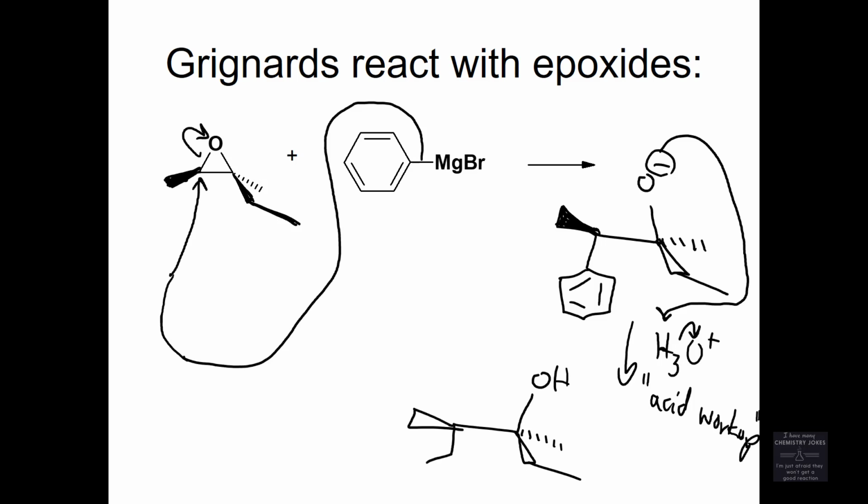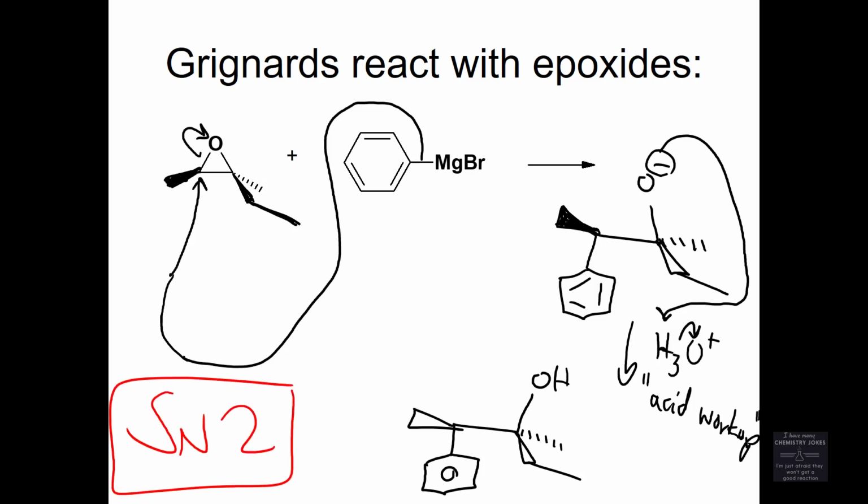So that O minus attacks the H plus of your acid to give you your alcohol product in the end. Grignards love to attack epoxides, and because they're bases, they attack on the least substituted side, and they still always and forever do SN2 reactions, and you get an inversion at the stereocenter, or at the center that was attacked. Yeah? Okay. The words on here say an alkoxide is produced.